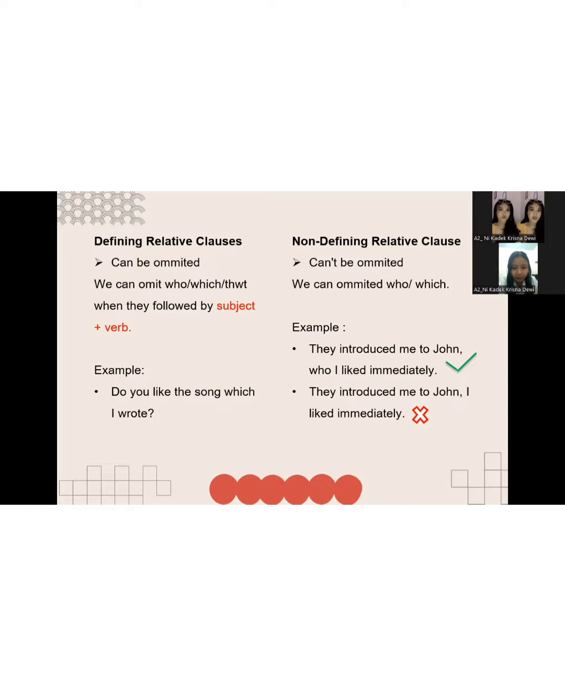Defining relative clause can be omitted. We can omit who or which or that when they are followed by subject plus verb. For the example, do you like the song which I wrote?